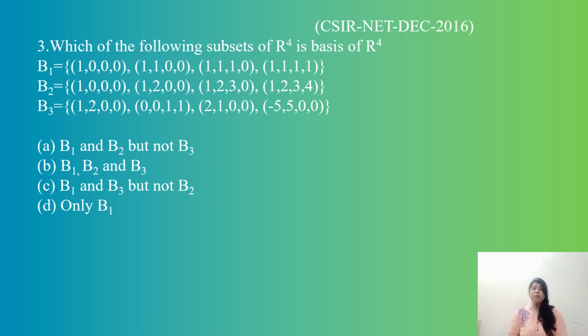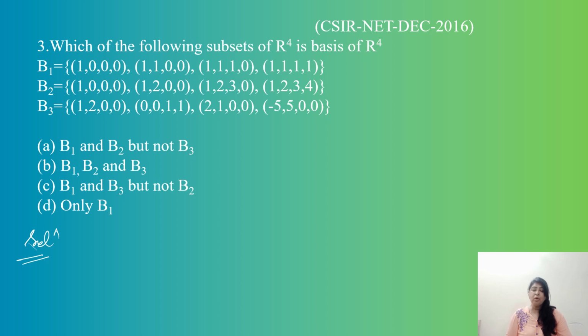Next you have: which of the following subsets of R4 is a basis of R4? So for proving the basis, it is enough to prove that these sets are linearly independent. So we will check all the three sets B1, B2 and B3, and we'll see which of these are linearly independent. The sets which are linearly independent form the basis. So first of all, let us take up the set B1. So how to check whether this set is linearly independent or dependent?